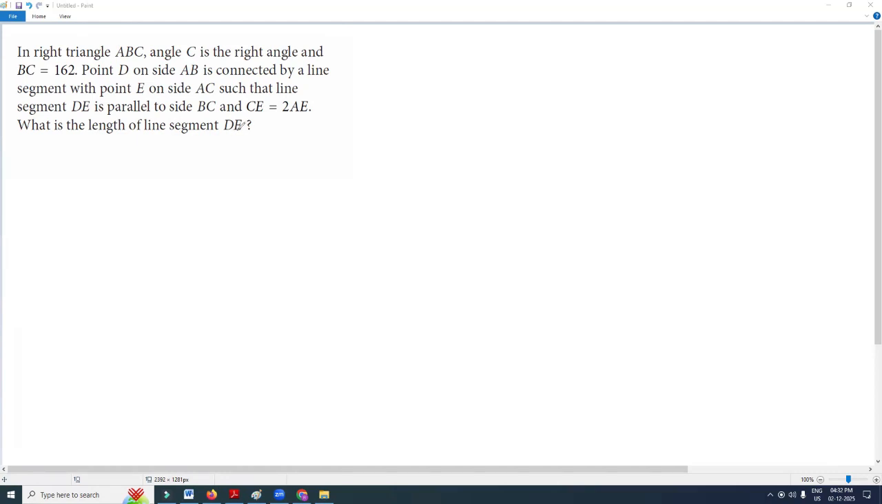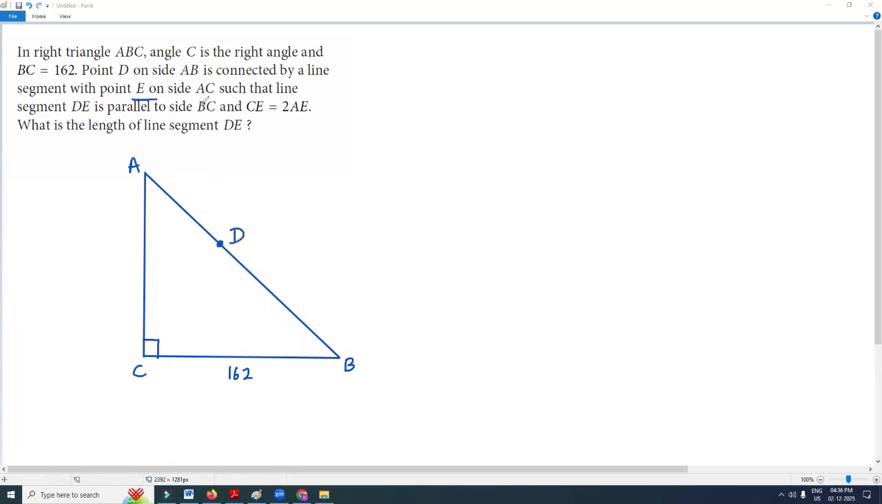Okay, first let me draw a right triangle. Since angle C is a right angle, we can take C over here, A over here, and B over here. And we have the information, the length of the line segment BC is 162. And now take point D on side AB over here, and take point E on side AC, that is over here. Now let me connect the 2 points D and E by a line segment.